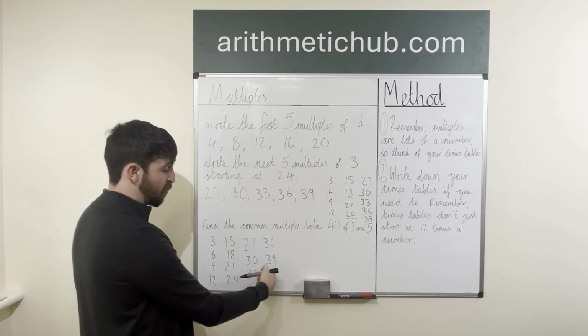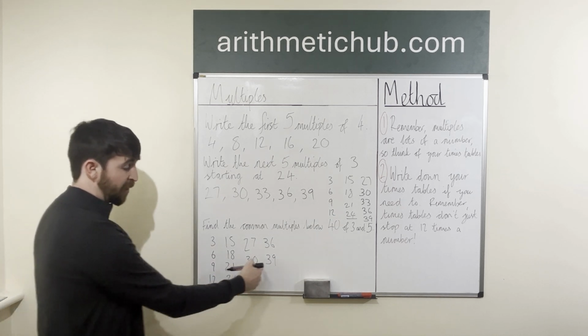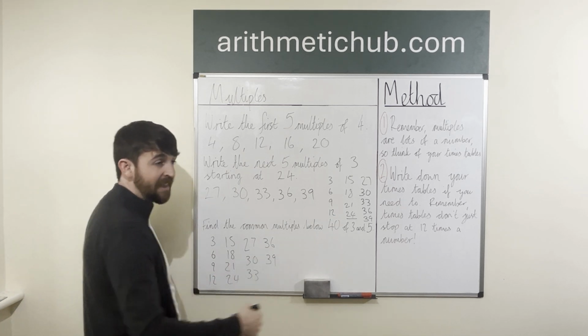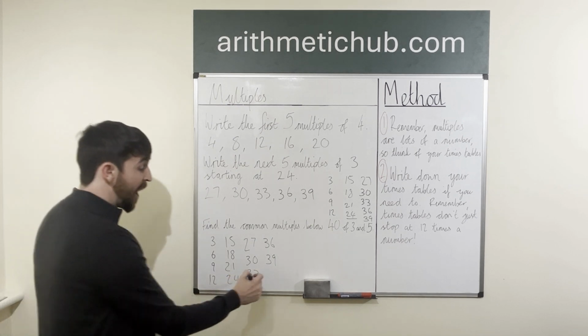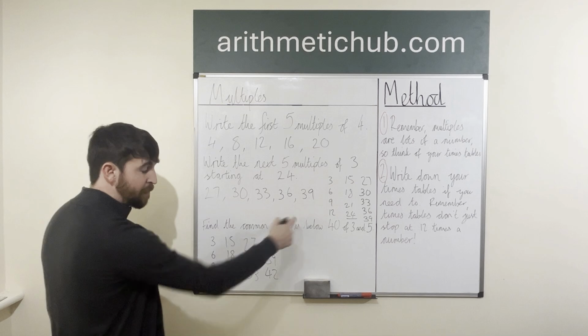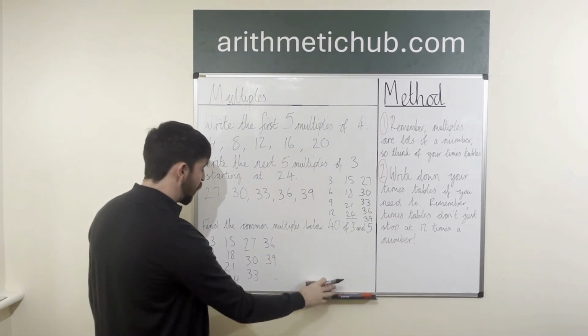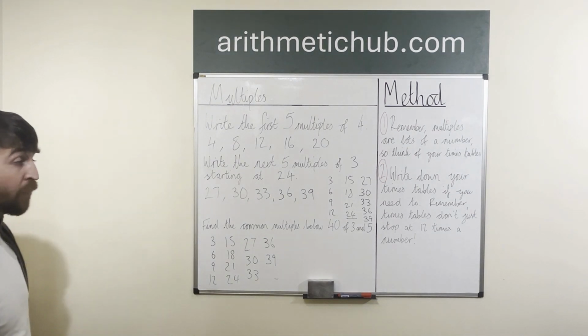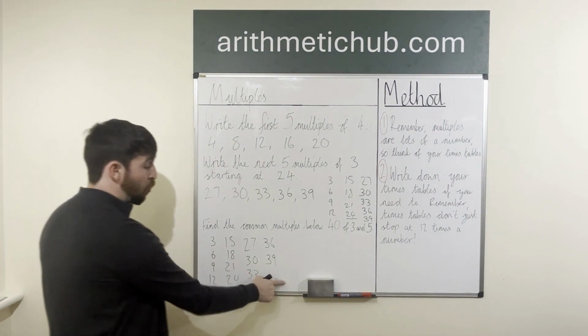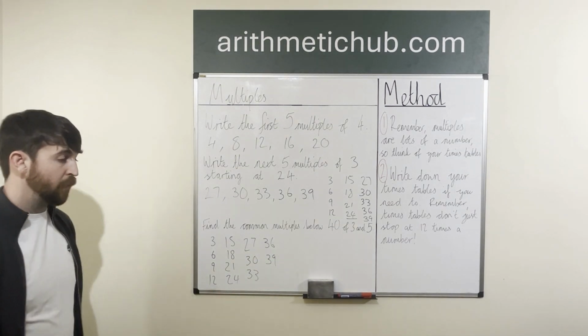Because I know the next one's going to be more than 40 because I've got 39 here. Anything more than that's going to be more than 40. My next number would be 42, but that's more than 40 and the question tells me it has to be below 40. So, find the common multiples below 40 of 3 and 5. There's all my multiples of 3 below 40.